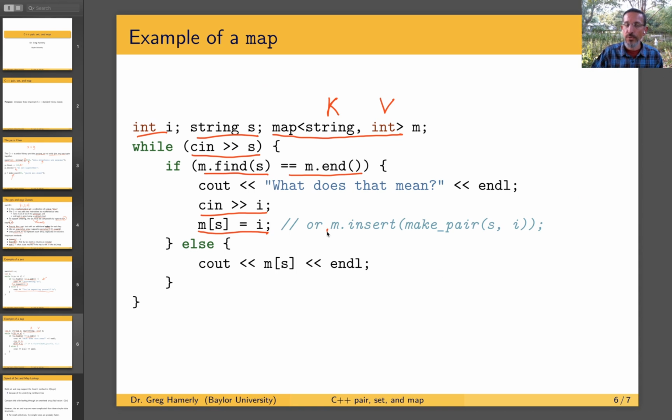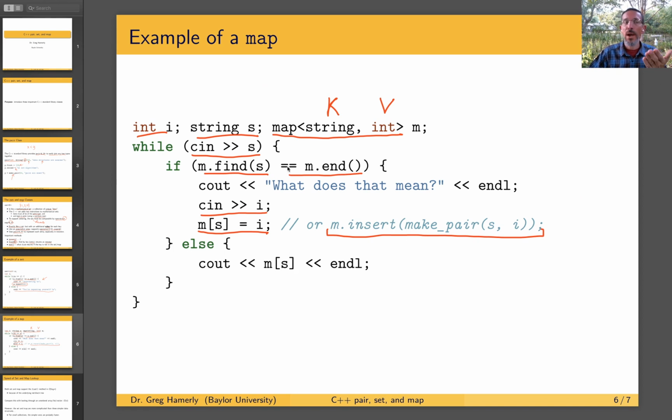Another way we could have done this is we could have explicitly used a pair and said m.insert make pair s comma I, which would have done the same thing if it was not already in the map. All of this happens if we had not seen that string before. Otherwise, we just print out the value associated with that string. So this is going to look up in the map what that string maps to, and then print out that value, that integer, not the string, just the integer.